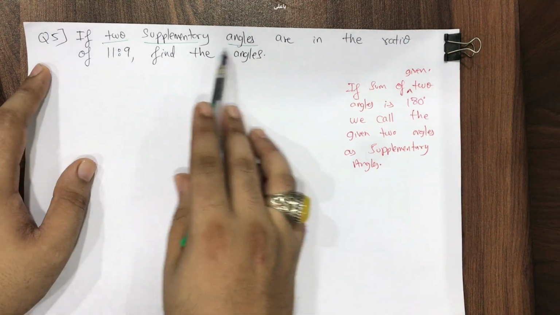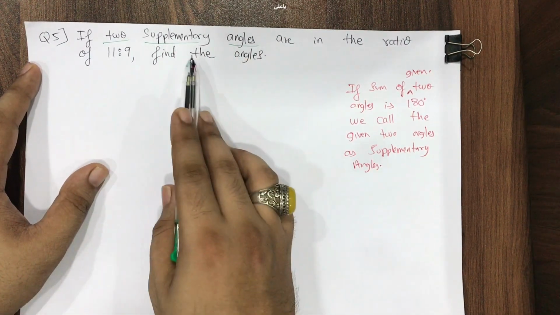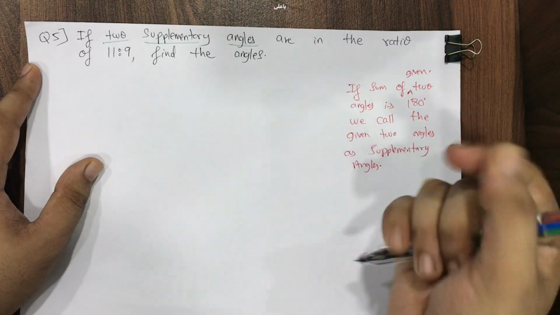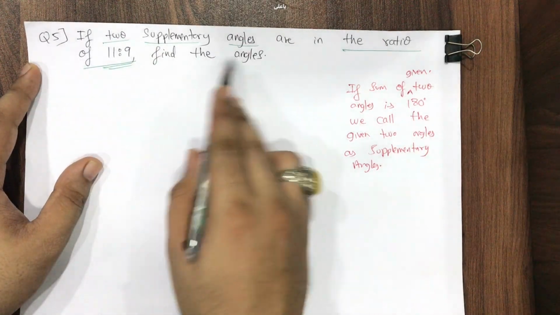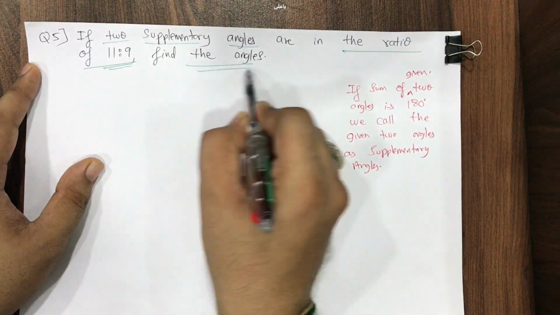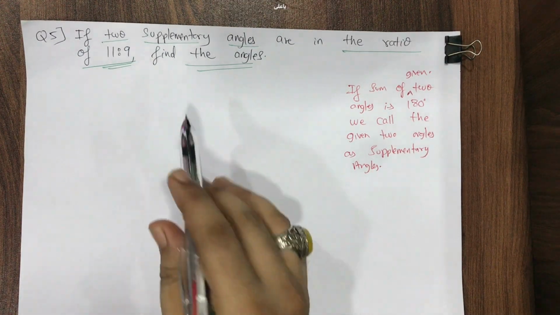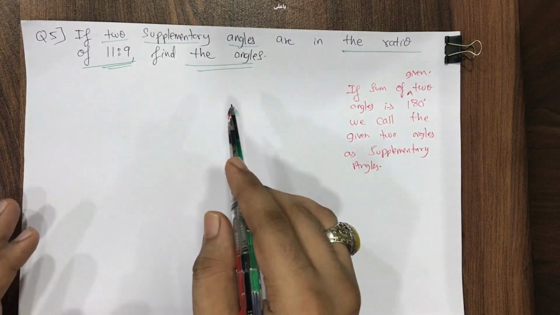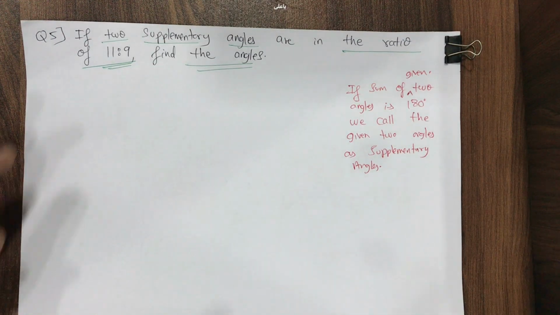So if two supplementary angles means the addition of those two angles will be 180 degrees, are in the ratio of 11:9, find the angles. Now how to start with this? I'll say let the required two angles be A and B. Let's name it out.